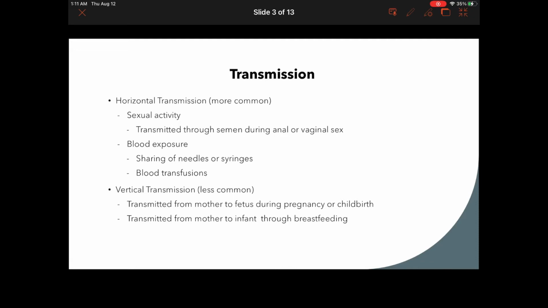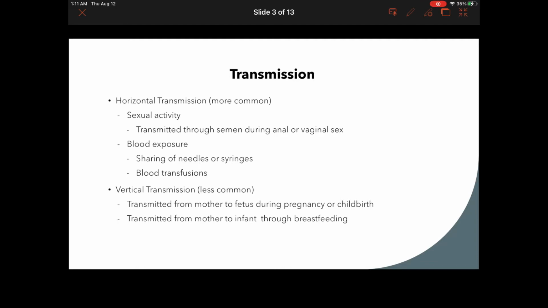It can also be transmitted through blood exposure. This can occur due to the sharing of needles or syringes, often through IV drug use, and can also be transmitted through blood transfusions. This used to be very common before there was universal screening of blood for bloodborne pathogens. Now that this widespread screening is performed, it's very, very rare to be exposed to HIV through a blood transfusion. Vertical transmission also occurs, but is less common.